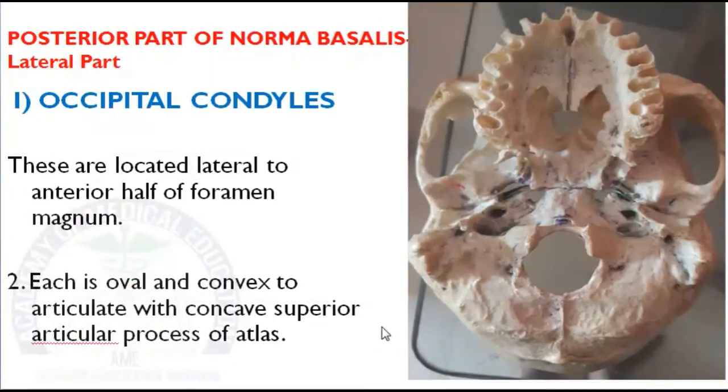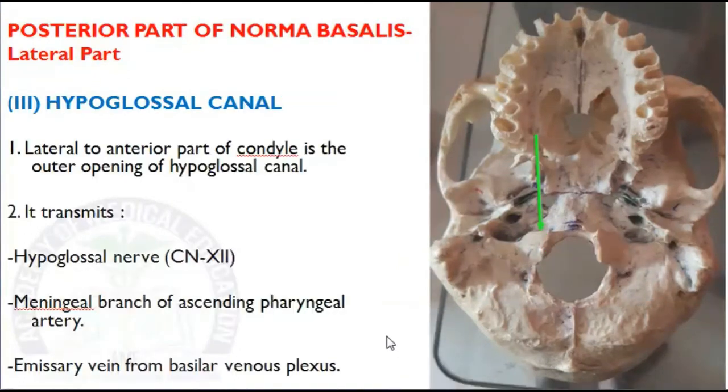The next structure in the lateral part is the occipital condyles. These are located lateral to the anterior half of the foramen magnum. Each is oval and convex, and articulates with the concave superior articular processes of the atlas vertebra to form the atlanto-occipital joint.